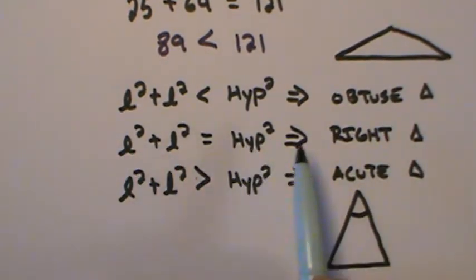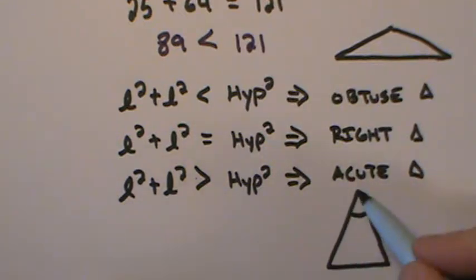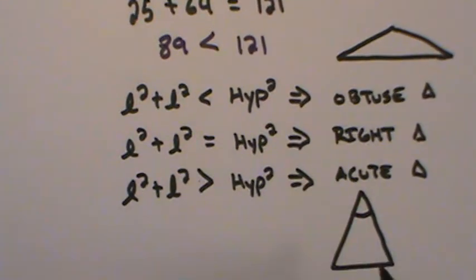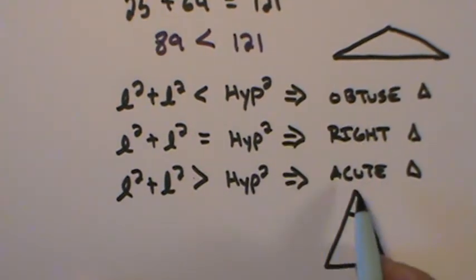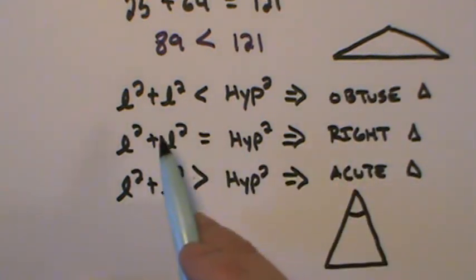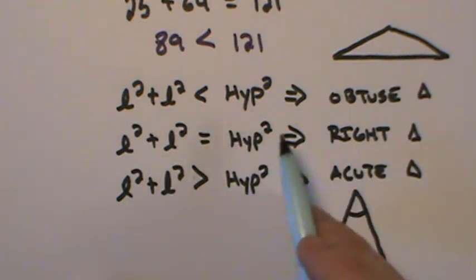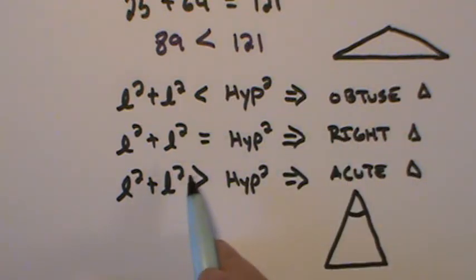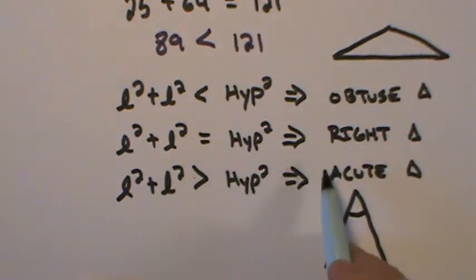When they're equal, it's a right triangle. And when you have those long legs and you're trying to span a smaller distance, you don't have to spread your legs out quite as far. So you would just say that that's an acute triangle. So when the legs squared are less than the hypotenuse squared, you say obtuse. When they equal the hypotenuse squared, it's right. When the legs squared are greater than the hypotenuse squared, then that would imply that you have an acute triangle.